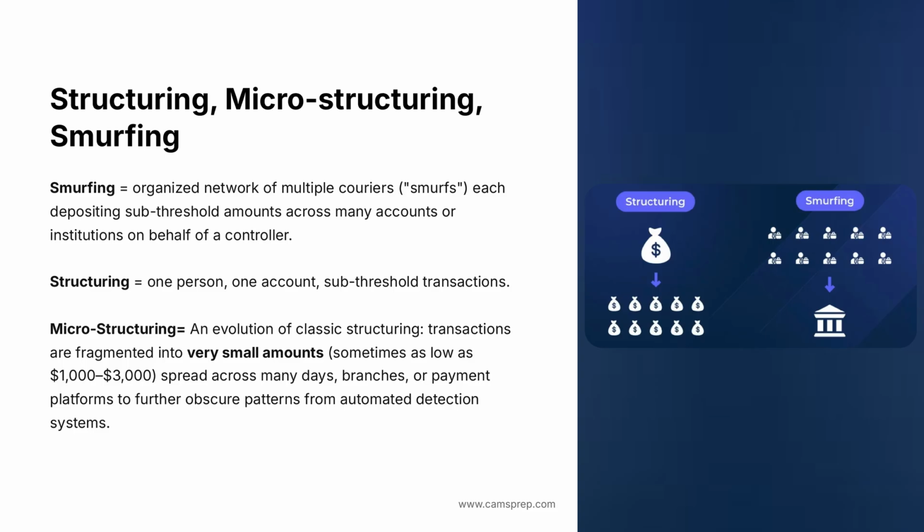Microstructuring is an evolution of classic structuring, where transactions are fragmented into very small amounts, sometimes as low as $1,000 to $3,000, spread across many days, branches, or payment platforms to defeat automated detection systems.